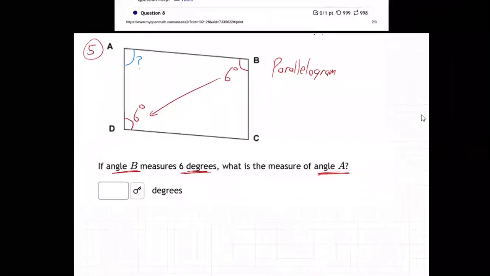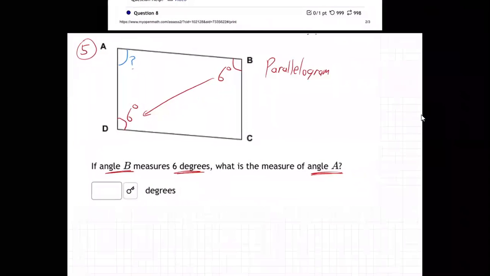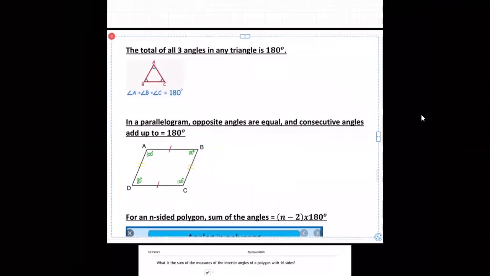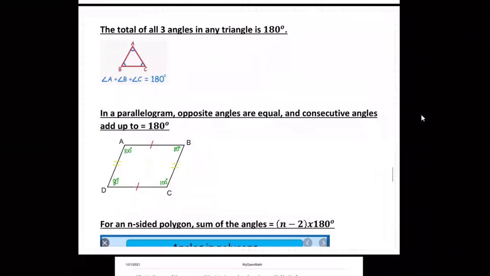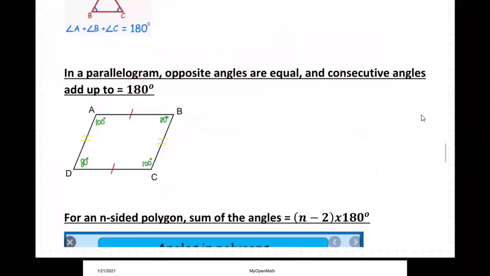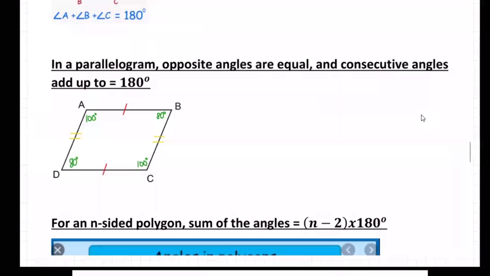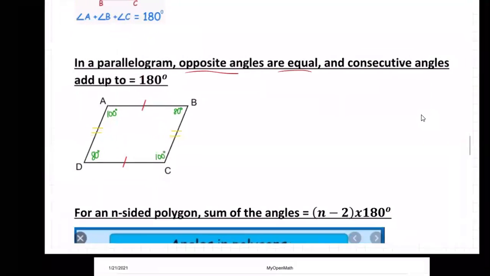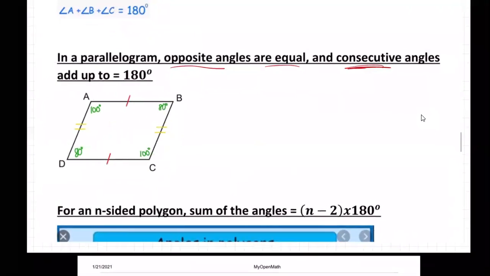In fact, let's go look at the notes and what it says again about a parallelogram. So here's a parallelogram from the exam one notes. Opposite angles are equal. We got that. But now we want to think about consecutive angles. And what does it say? They add up to equal 180, kind of like a triangle.